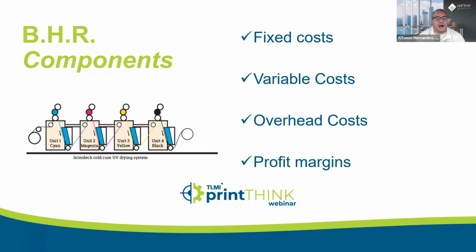Overhead costs are costs that are not directly related to manufacturing production, but include things like administrative costs, IT equipment, other things that are needed for running your business, but are not direct manufacturing costs. And then your profit margins can be determined more effectively and precisely based on having a more accurate BHR.